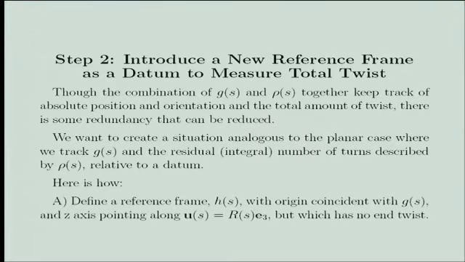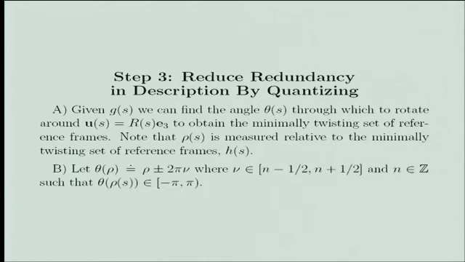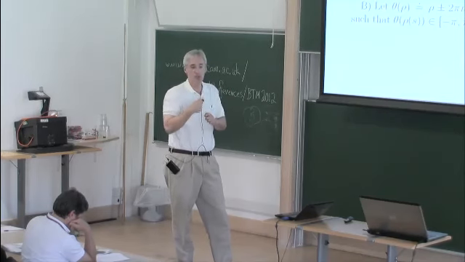I think I'll skip some of this detail. If h of s is the minimally twisting set of reference frames along the curve, and g of s is twisting relative to it, then what we can do is back out or simply remove it, look at the difference, and compute the amount of twist that has occurred. We can count the integer number of twists, put that in the z's, just as in the planar case, and we can actually throw away the residual amount because we can recompute that from the g's.